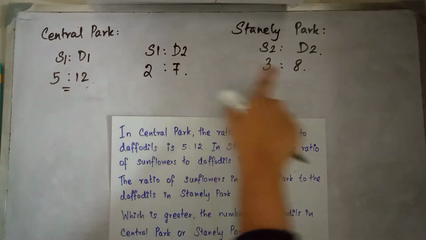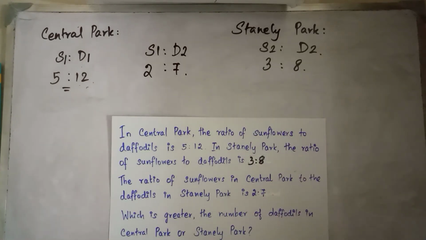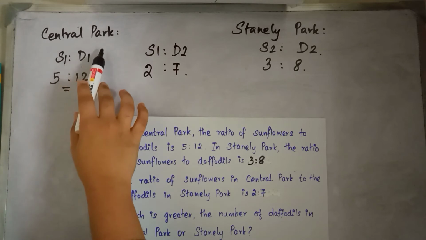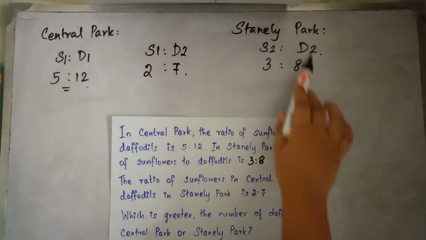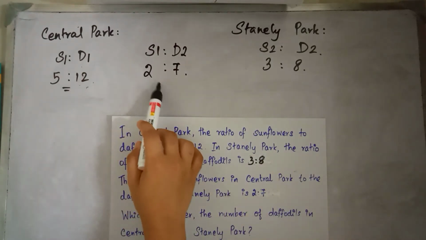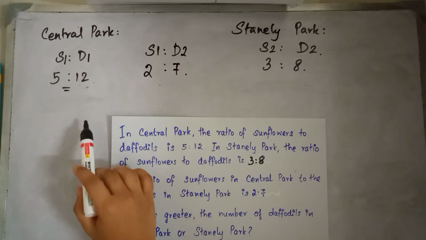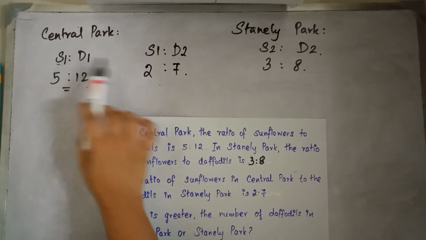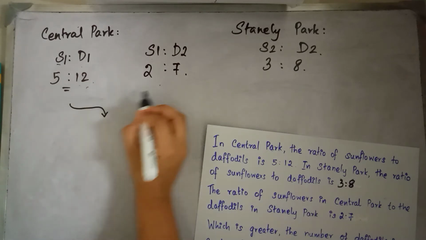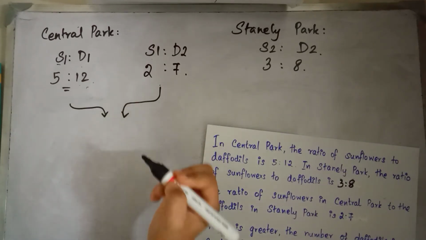Now looking at these two ratios, there are no common factors. Sunflowers of Central Park and daffodils of Central Park, sunflowers of Stanley Park and daffodils of Stanley Park. These two ratios cannot be compared. So let's take these two ratios. Here we have a common factor, and that is S1. So we'll be taking these two ratios and comparing them.